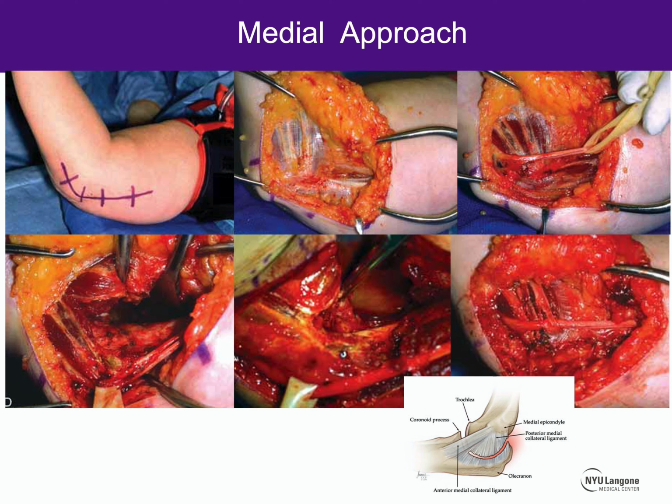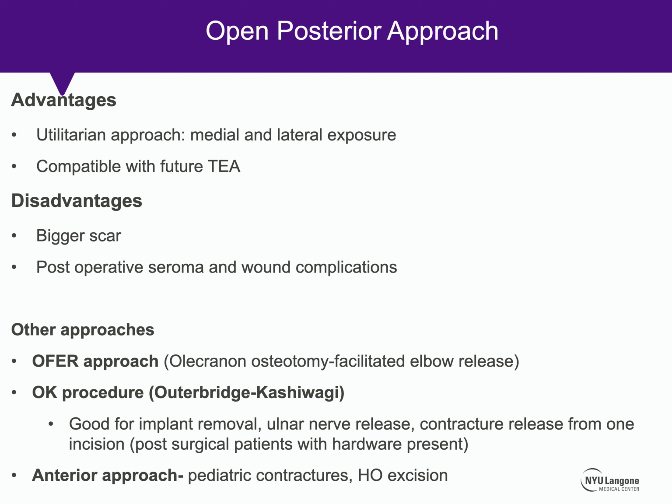So the open posterior approach, it's a utilitarian approach, allows you to access both the medial and lateral side. It is compatible with future total elbow arthroplasty. The disadvantages are that it's a bigger scar, and because a lot of subcutaneous dissection or flap elevation is done, there's a higher risk for postoperative seroma and wound complications.